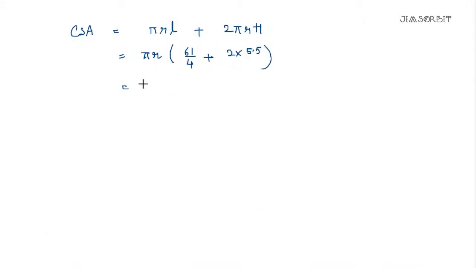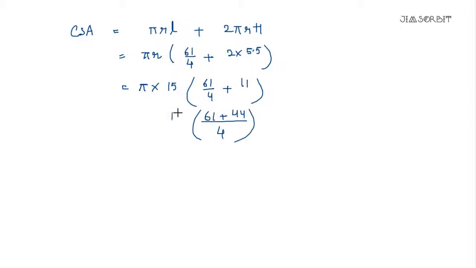Okay, easy. Pi you just keep as pi right now. I don't know what I should put, 3.14 or 22 by 7. What was R? Radius was 15. Okay, 61 by 4 plus, if you add this, this will be 11. No? 2 into 5.5 is 11. Let us add it. So we get 4 as LCM, 61 plus 44. Everything is copied down. I don't know yet, so I am not putting that value. Once I am sure, I'll put this.